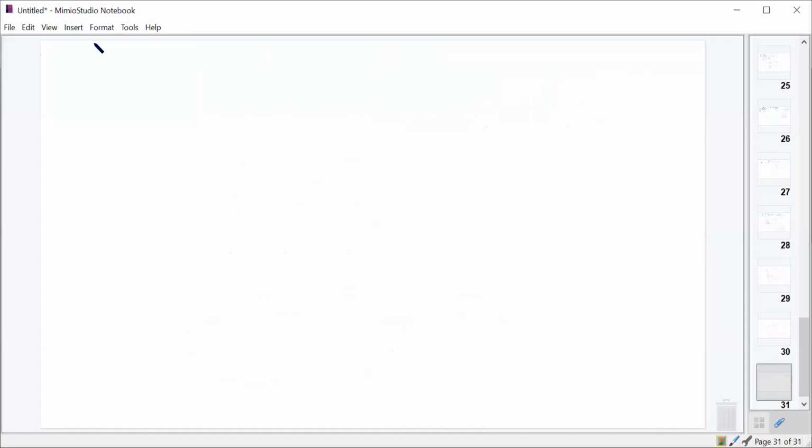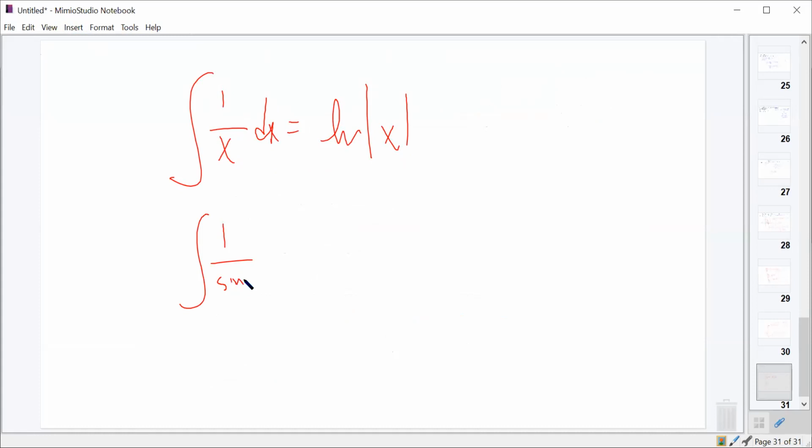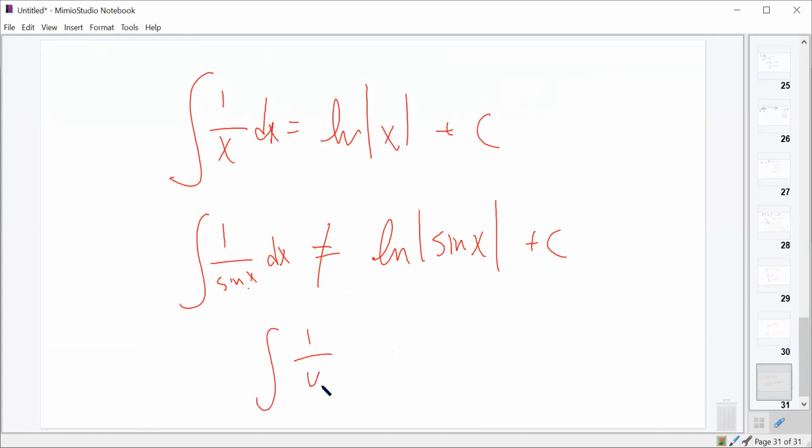Remember that if you have 1 over x, the integral of that, yes, is natural log absolute value of x. But if I have 1 over sine x dx, that does not equal natural log absolute value of sine x. Right? It does not equal that. I have to have it 1 over u du for it to be natural log absolute value u plus a constant. You can't have a function down there unless you can convert the dx to a du. So just don't do things like that.